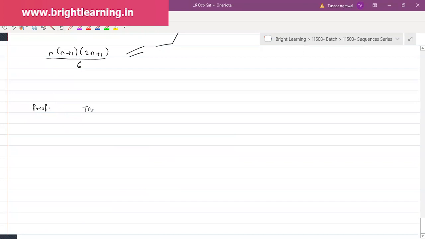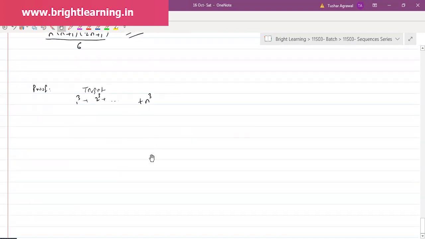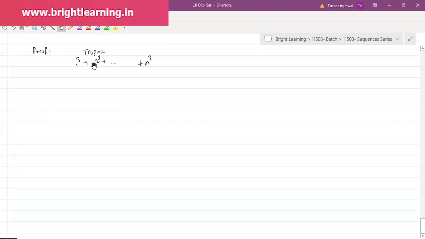My target is now the summation of cubes, 1 cube plus 2 cube up to n cube. This I will explain very speedily because the proof is on similar lines. Consider this identity. Now I will consider n raised to 4 minus n minus 1 raised to 4, their subtraction.